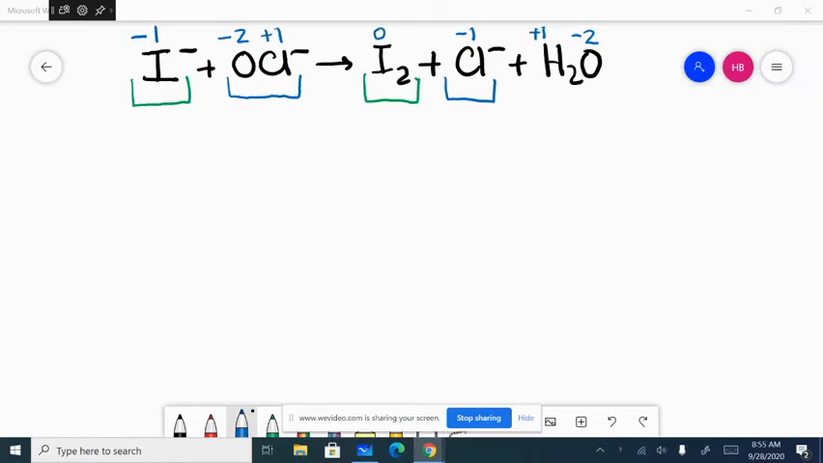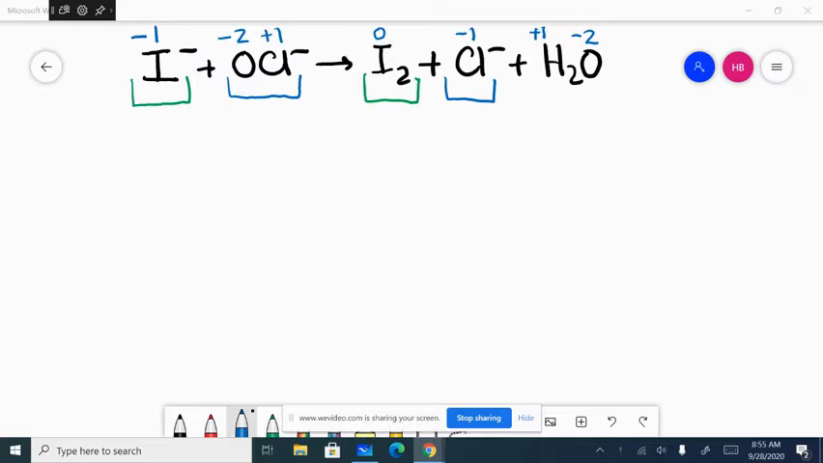All right, today I'm going to continue on and teach you how to balance in basic solution. So everything we've learned up to this point in balancing half reactions has been about acidic solution. So when you've got basic solution, you're going to do exactly everything exactly the same as you did for acidic, but we're going to add another step.